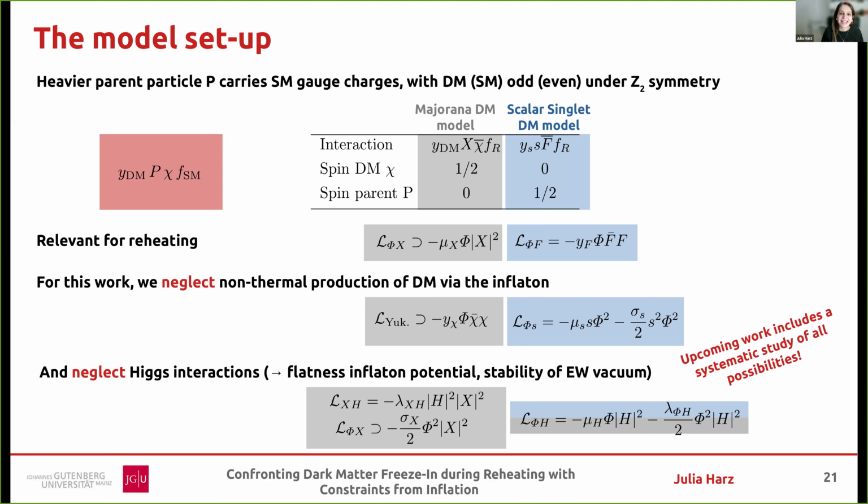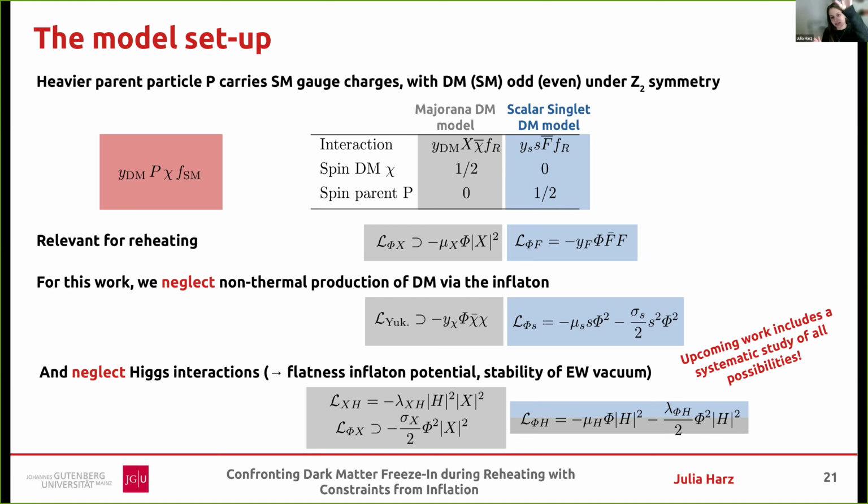standard model particle. So in principle, we have one parent particle P, which carries the standard model gauge charges. And then we basically have the dark matter, which is charged under a Z2 symmetry, that is stable. And then we can have basically two different spin assignments. So either the dark matter is spin half, so this is the Majorana dark matter model, where the parent particle has spin 0, or the other way around, which is a scalar singlet dark matter model. So in principle, it depends on these two assignments.